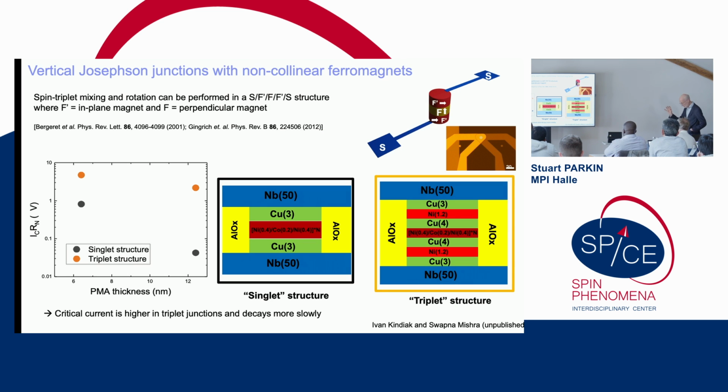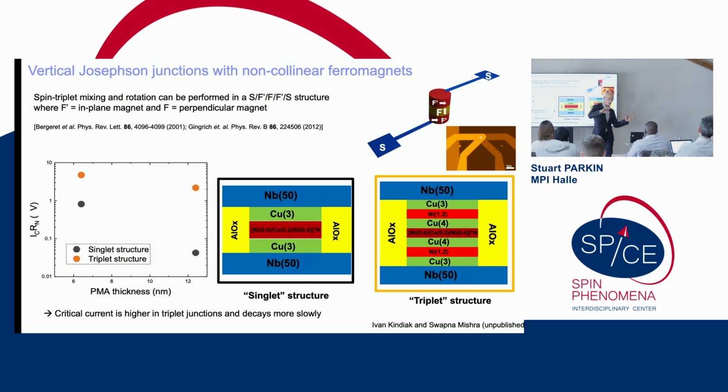The idea here, as shown, is some work by Ivan Kindiak, a PhD student in my group, and Swapna Mishra, a postdoc. Let's take a vertical Josephson junction, two superconducting layers separated by copper from a magnetic material. Here it's the same magnetic material as in our racetrack, a nickel-cobalt multilayer. What do you find? This we call a singlet structure.